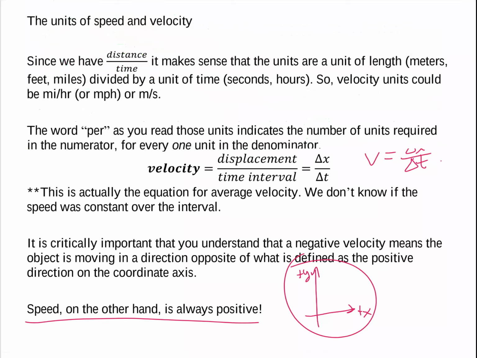Now the units of speed and velocity are really the same because the formula is the same, like miles per hour, because we haven't started talking about meters per second like we should. Since we have distance over time, the units are a unit of length, meters, feet, miles, divided by a unit of time, normally seconds, sometimes hours. So the velocity units could be miles per hour, meters per second, feet per second maybe. Most of the time in this class, after we get rolling, we're going to be dealing with meters per second. That's the unit we like the most in physics and really in the world.